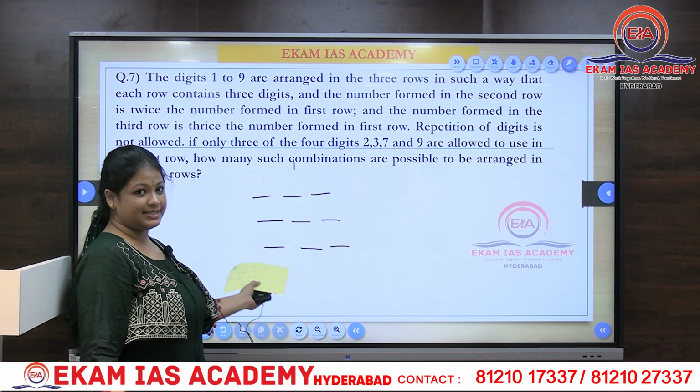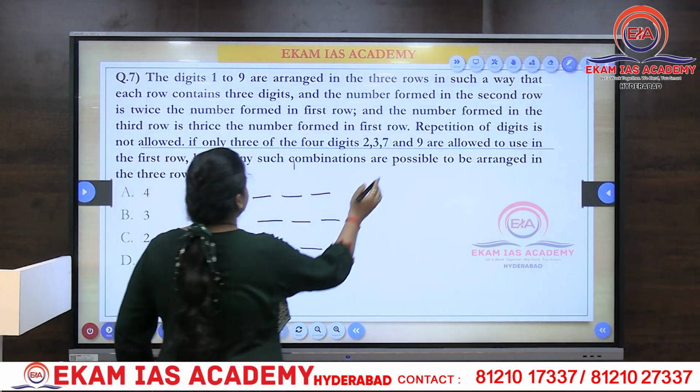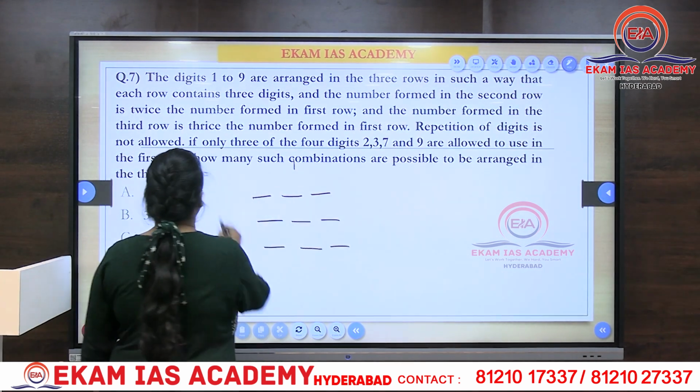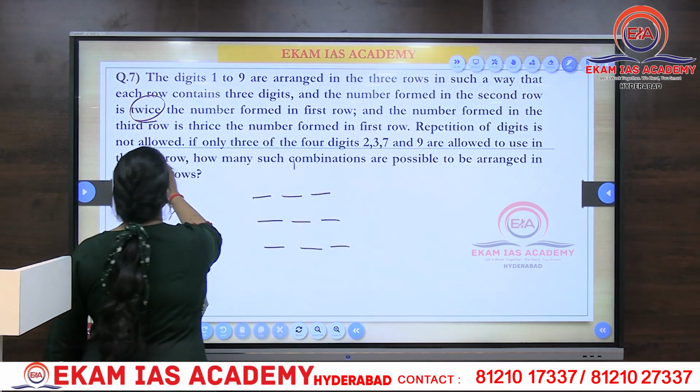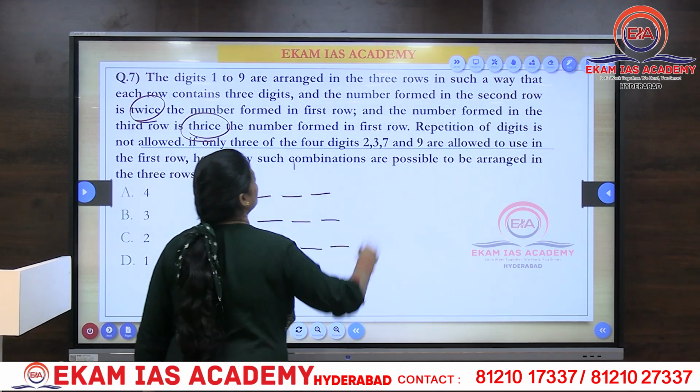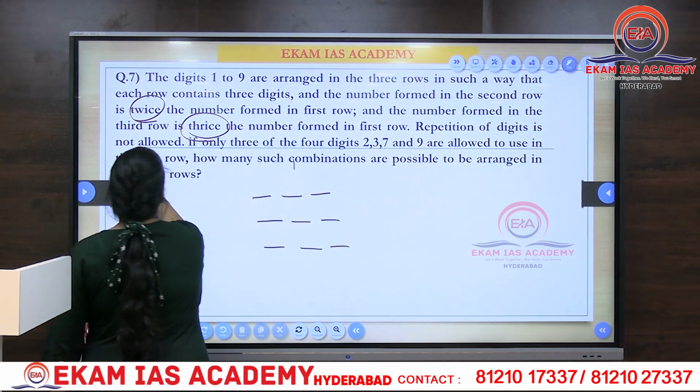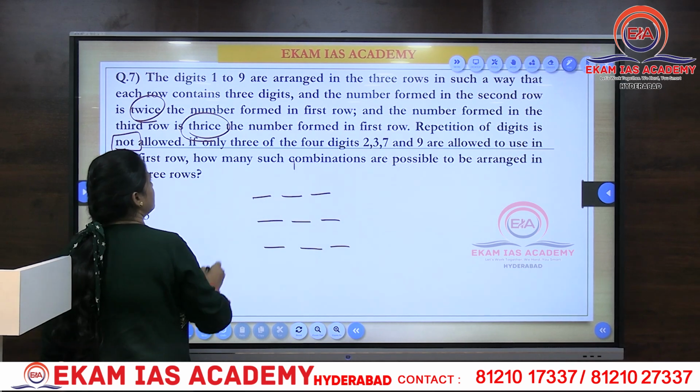Each row has 3 digits and 3 rows. The number found in the second row is twice the number found in the first row. The number found in the third row is thrice the number found in the first row. Repetition of the digits is not allowed.